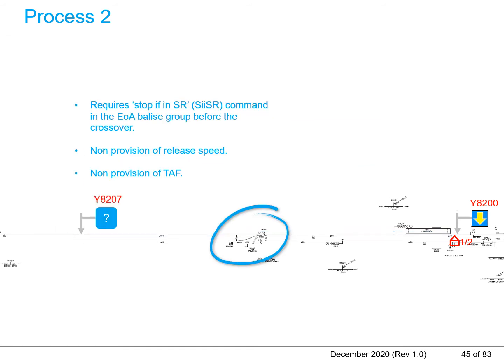The identifier of this RSP is Y8207. The EOA balise group at this location requires stop if in SR command for the protection of the crossover beyond the EOA. The release speed is not required because there is no planned stopping position in close proximity to Y8207. TARV acknowledgement area is not required by the REAMET.